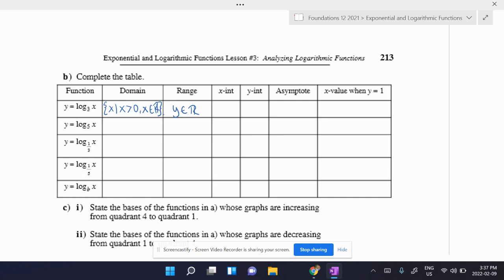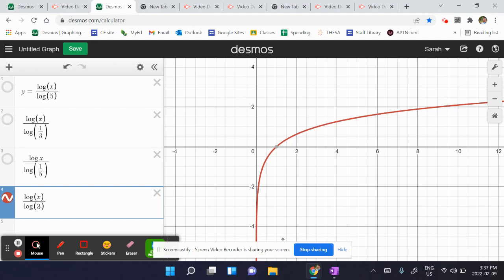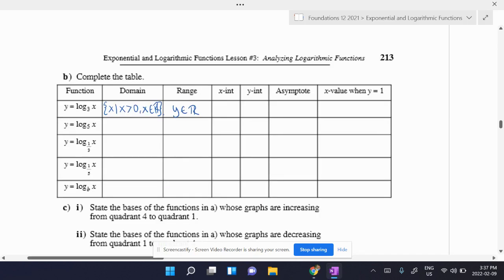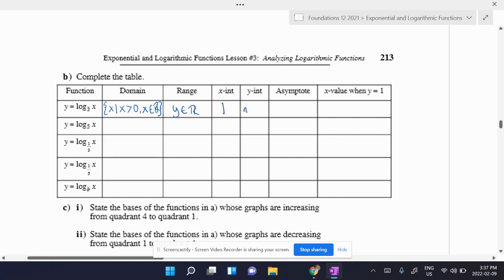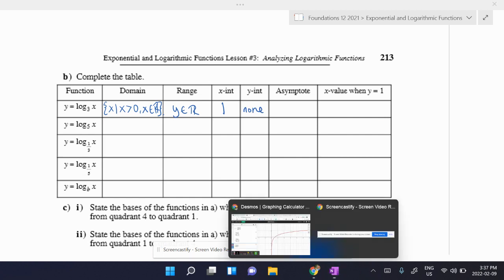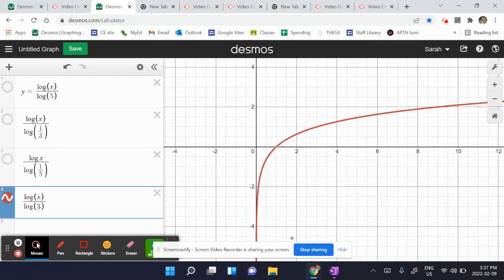So now if we're looking at the graph again, your x-intercept is 1. Okay? And your y-intercept doesn't exist. It never goes over the y-axis. Now your asymptote is going to be x is equal to 0 rather than y is equal to 0.